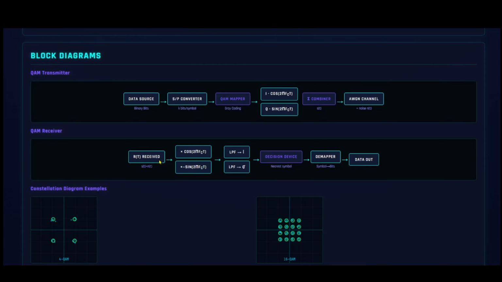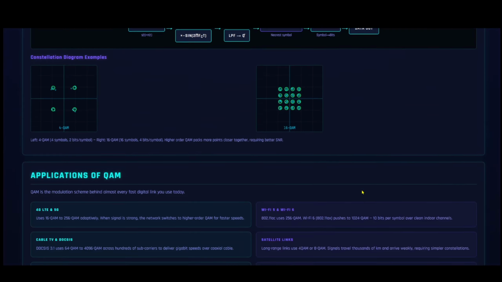Next, in the receiver section, the noisy signal enters the receiver and it's again multiplied with cos 2 pi fc t and sin 2 pi fc t to separate the I and Q components. And the low pass filter removes the unwanted high frequency components to get clean I and Q values. Then the decision device. It decides which constellation point is closer, so it decides the most likely transmitted symbol. And then the demapper. The demapper converts the symbol into the original bits. And finally, the data out. We'll get the original reconstructed data.